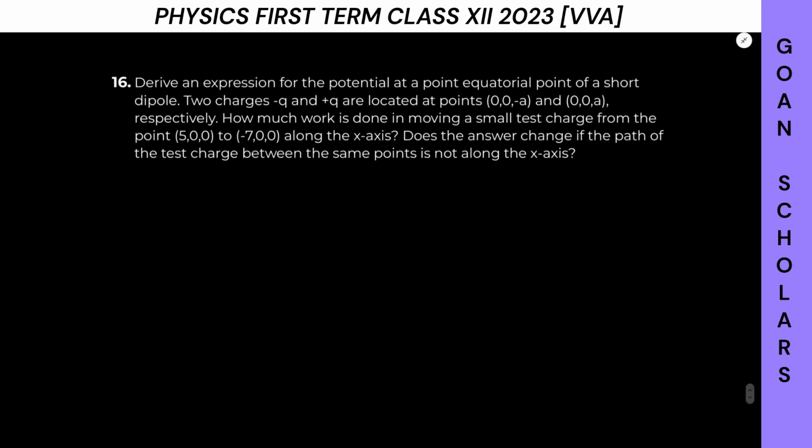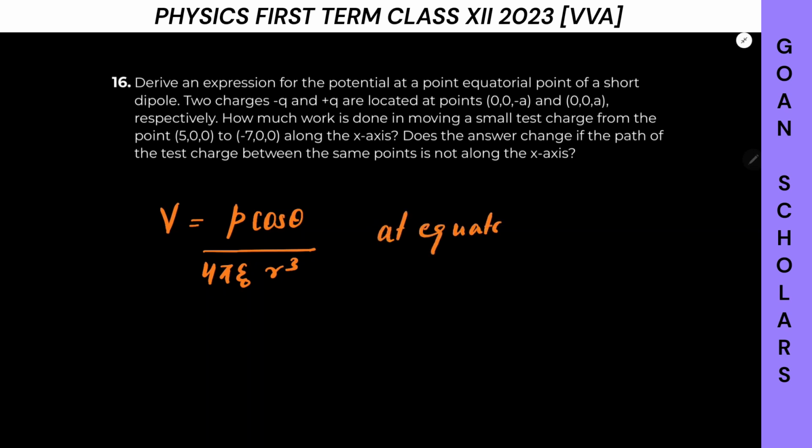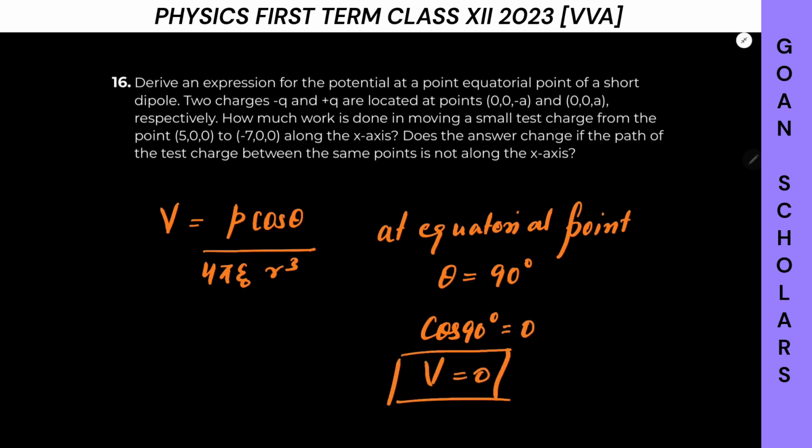Derive an expression for the potential at an equatorial point of a short dipole. Let me remind you that potential V for a dipole is P cos theta upon 4 pi epsilon naught R cube. At the equatorial point, what is angle theta? Theta is 90 degrees, because that's the definition of the equatorial point, the perpendicular bisector of the dipole. So cos 90 is 0, and potential at the equatorial point is 0.